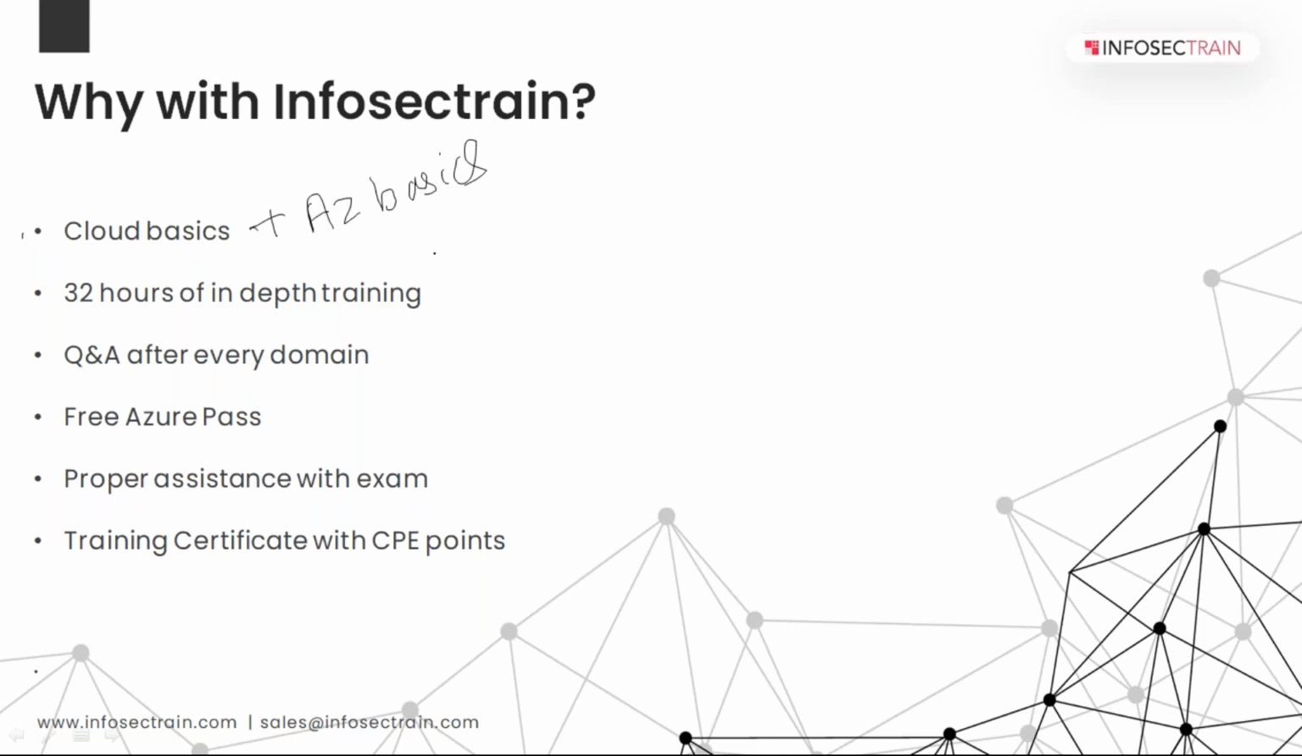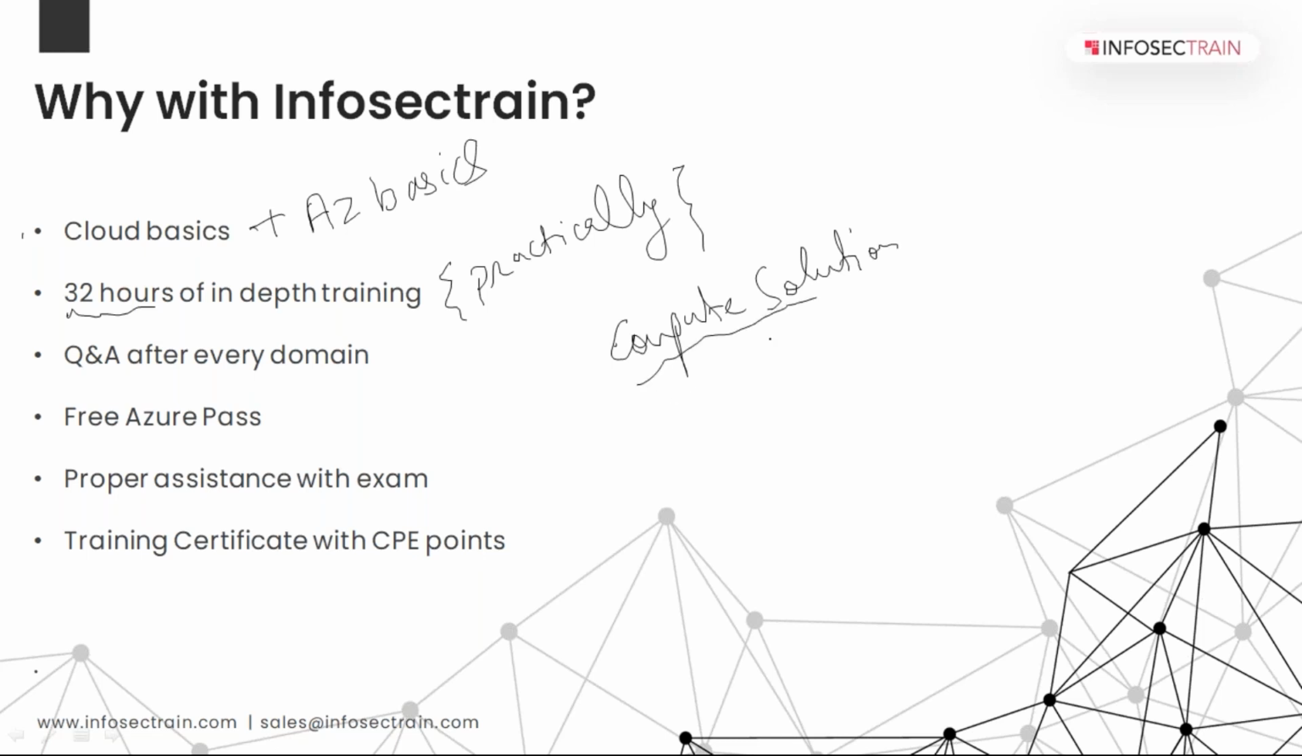Second, this training will be around 32 hours. In these 32 hours, we will learn what all things we can do, and all of it will be learned practically. All the implementation will be taught to you practically. After every domain, we will have a Q&A and a question set so that you can prepare for your exam also. Let's say we completed the compute solution domain. We will have a Q&A over this domain so that whatever doubts you have after completing it will be cleared, and that will help you in your examination.